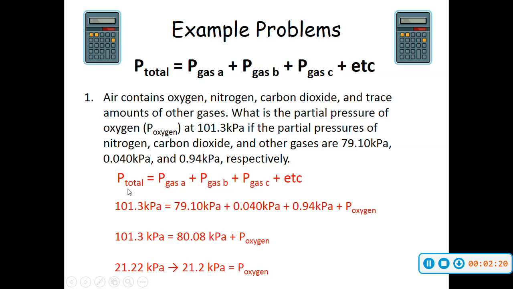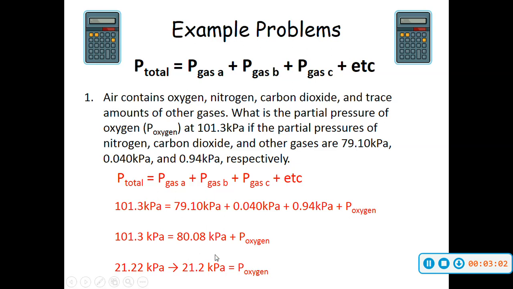Our equation, remember, is our total equals the partial pressures of each individual gas. They told us that our total pressure is 101.3 kPa. This is going to be nitrogen, carbon dioxide, and other gases, and we're trying to figure out how much oxygen is. Since this is simply addition, we would add all this up and subtract it from our total. So 101.3 minus 80.08 kPa is 21.22 kPa.